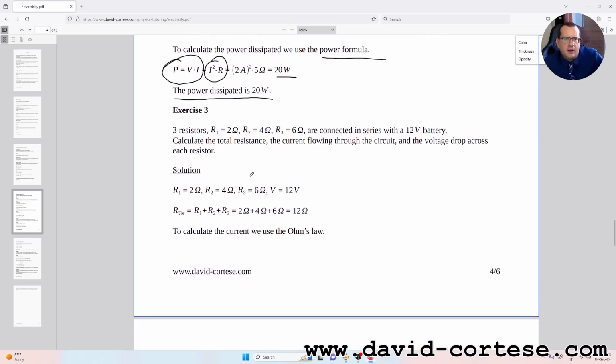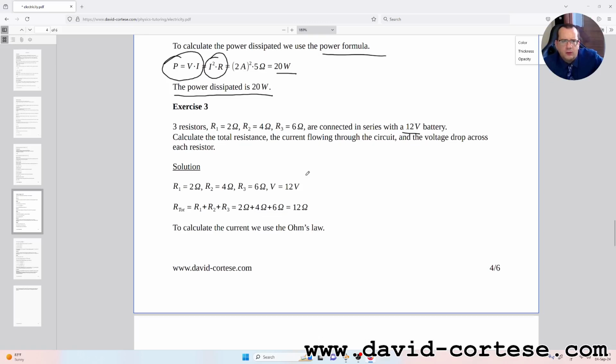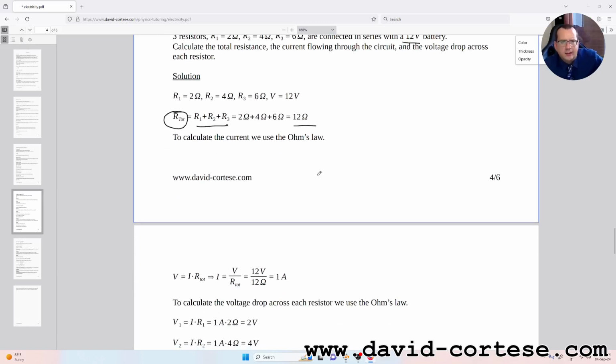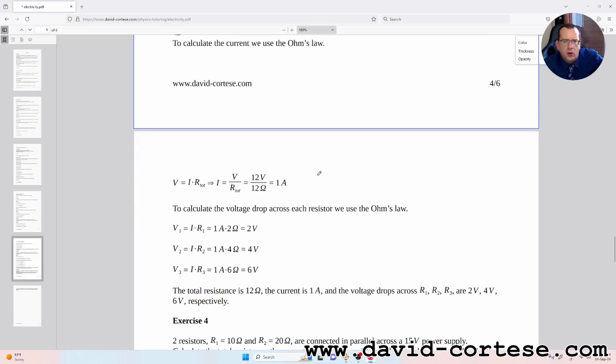The third exercise: 3 resistors, R1 2 ohm, R2 4 ohm, R3 6 ohm, are connected in series with a 12 volt battery. Calculate the total resistance, the current flowing through the circuit, and the voltage drop across each resistor. So the total resistance is the sum of each resistance, so it is 2 plus 4 plus 6, that is 12 ohm. And to calculate the current, we use Ohm's law.